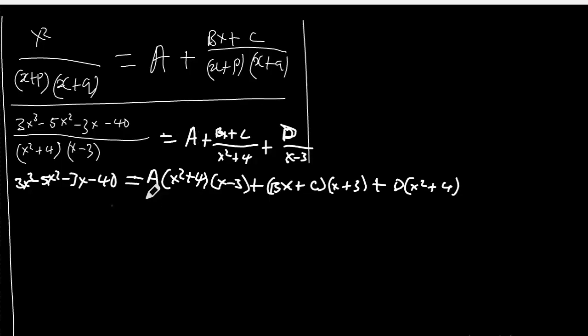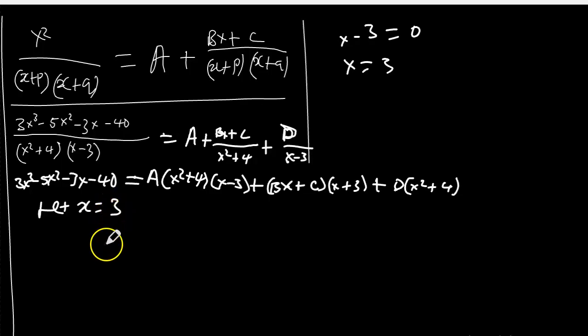So to find d, we can let x be equal to 3, because we know we have 3 here. If I find the root, we have x minus 3 equal to 0, solving for x gives us positive 3. So if I let this particular part, x minus 3, be the value of x, and then replace this on the left hand side and the right hand side, we will be able to find the value of d.